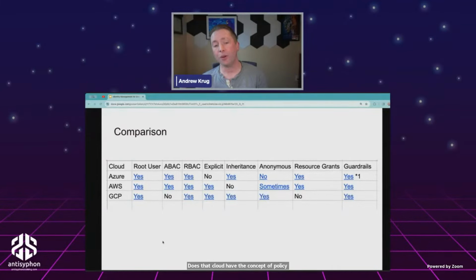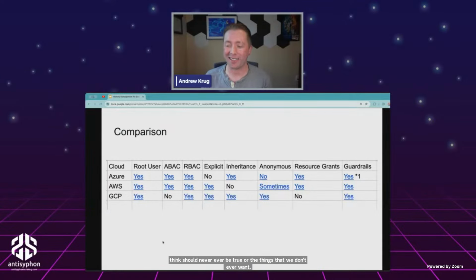In other words, do we have the ability to enforce the combination of things from the top down of a hierarchy? Does that cloud allow anonymous as a principal? So in other words, can I make things just publicly accessible and just like YOLO access to the entire internet? Does it have a policy system that is for resources and not for humans? So that would be things like blob stores, message queues, et cetera. And then also, does that cloud support some kind of guardrails so that we can say the conditions that we think should never, ever be true, or the things that we don't ever want someone to do inside of our cloud provider account?